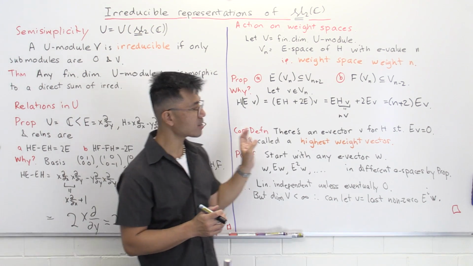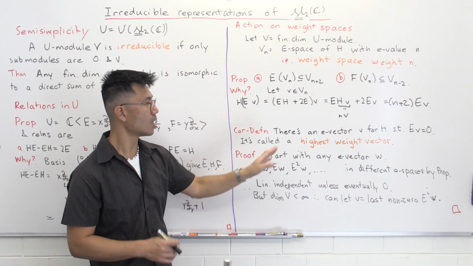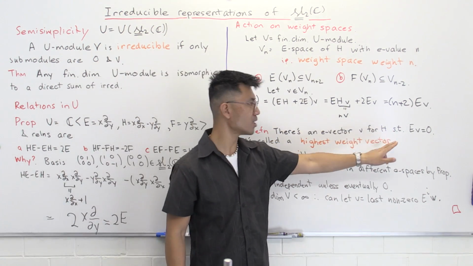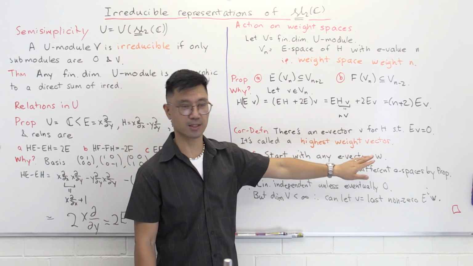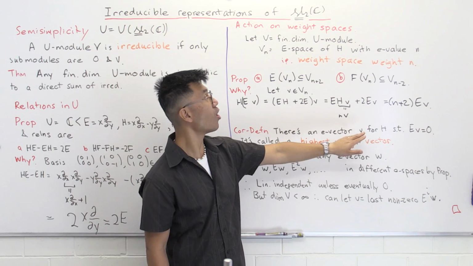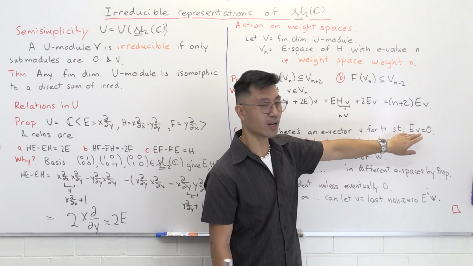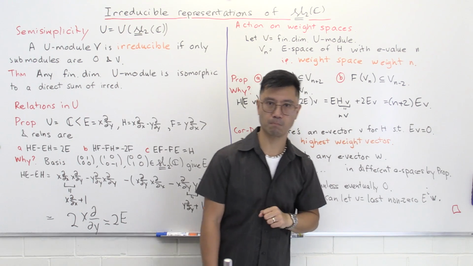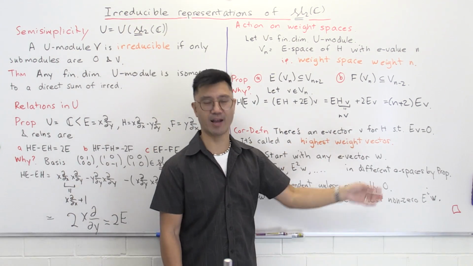That's going to give us a very important corollary and also a definition that we shall use. There's an eigenvector v for H. Well, there are always lots of eigenvectors. From eigenvector theory we know this because V is finite dimensional, but we can find one that further is such that E times v is equal to 0. We call such an eigenvector a highest weight vector.